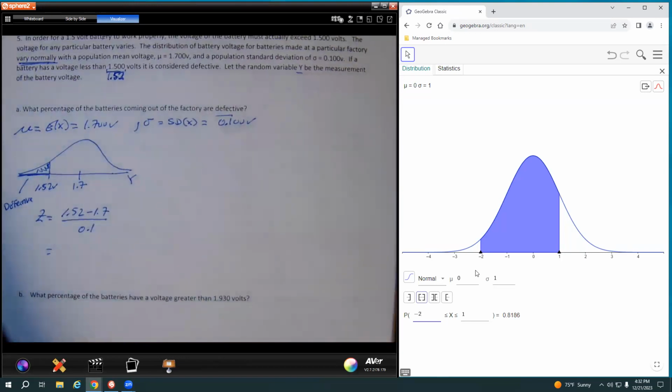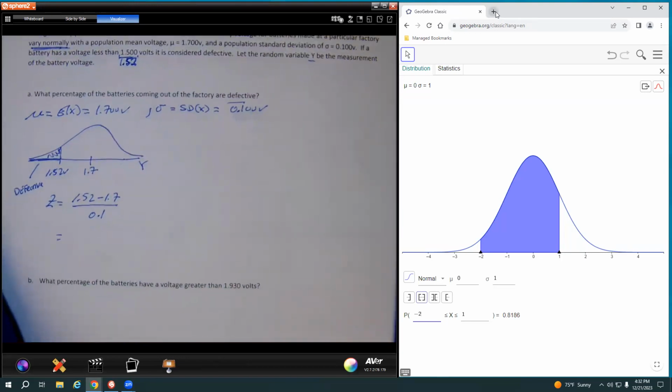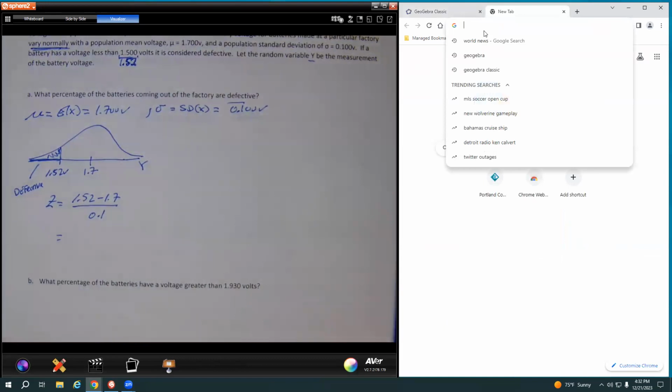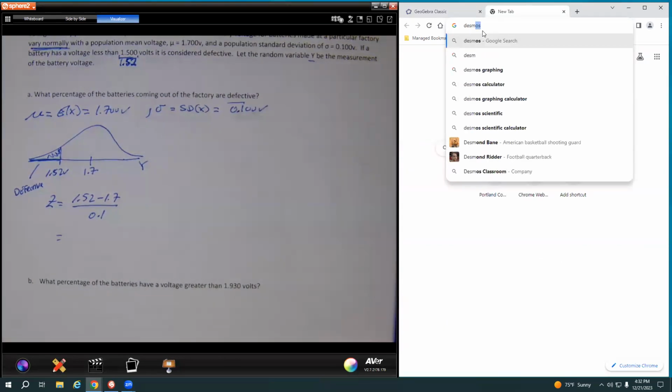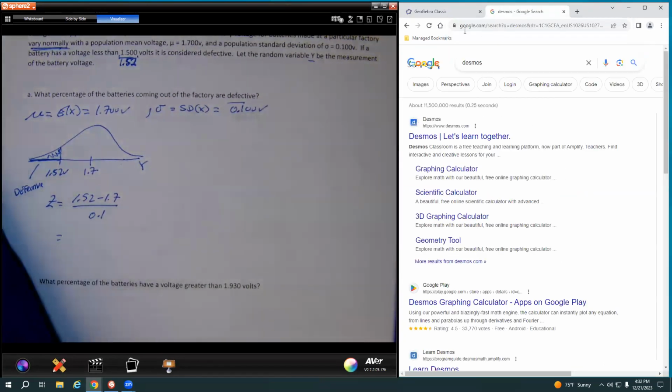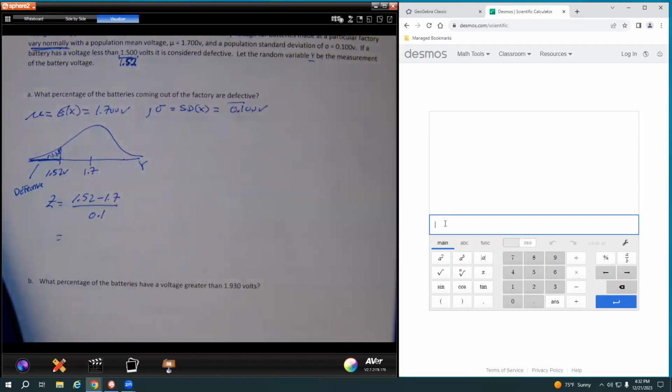So I'm also going to go over here and I can show you another program called Desmos. I'm going to show you why I like Desmos. I'm going to use the graphic calculator. The scientific calculator works well too. I'll do the scientific calculator. That's fine. All right, so I got my Desmos. What I want to do is enter that value in.